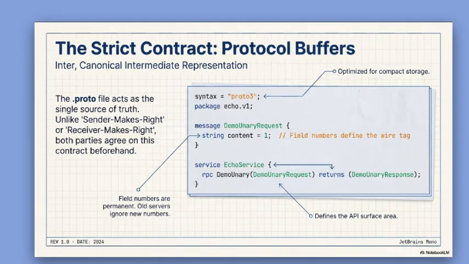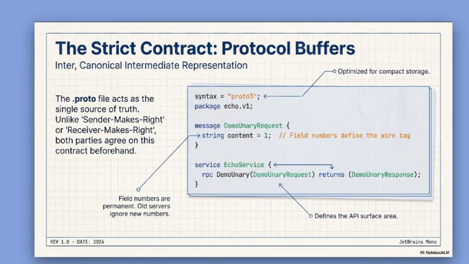Exactly. With gRPC, there is no wiggle room. The .proto file is the law. It's the single source of truth. Both the client and the server agree on this contract before a single byte gets sent. I'm looking at the code snippet for this contract. It defines a message, UnaryRequest, and inside it has string content equals 1.